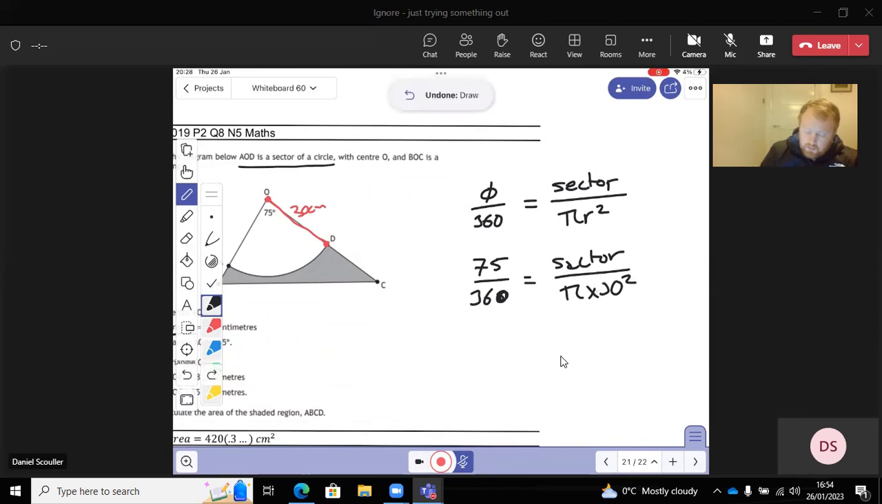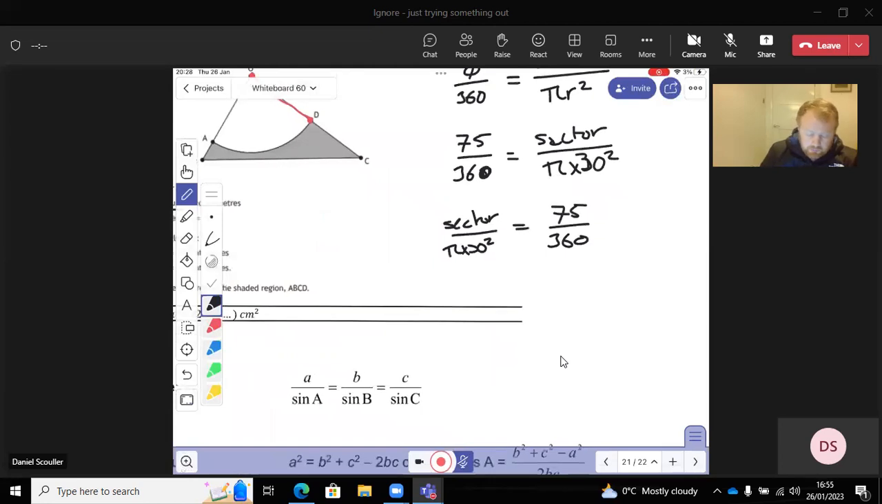Can't draw a 3. Okay, I'm going to spin that equation round, so sector's on the left hand side. Sector over pi times 30 squared equals 75 over 360. I'm going to isolate sector by moving the bottom over. So 75 over 360 multiplied by pi multiplied by 30 squared.